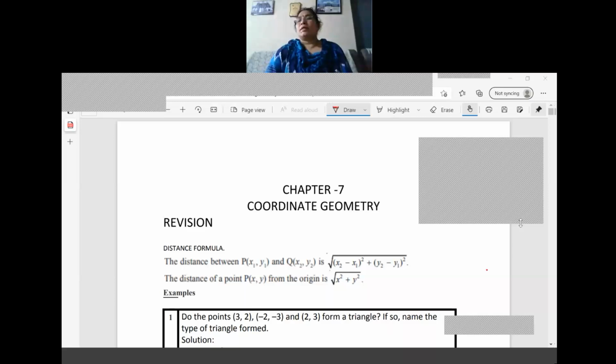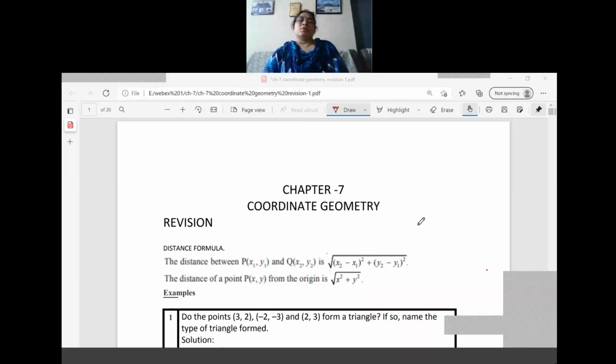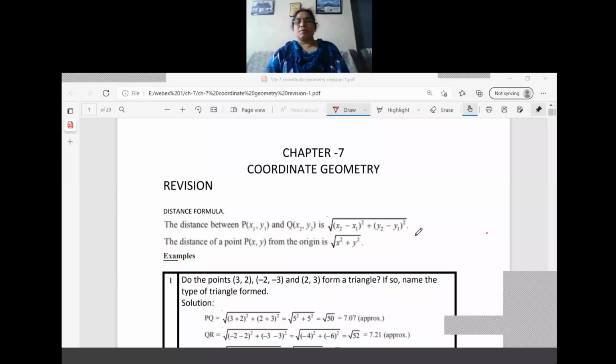Good morning, children. Related to term 1, we have completed all the portions. So, I told that today is revision: chapter 7, coordinate geometry revision only.